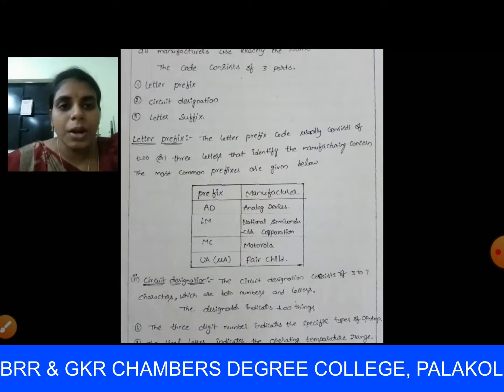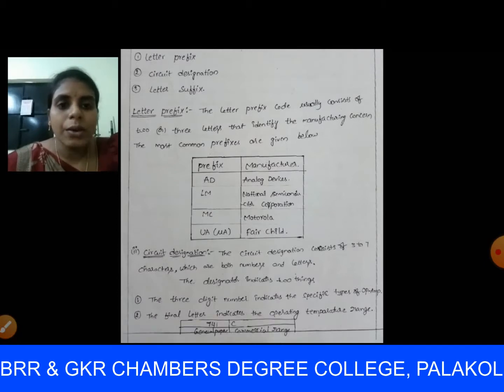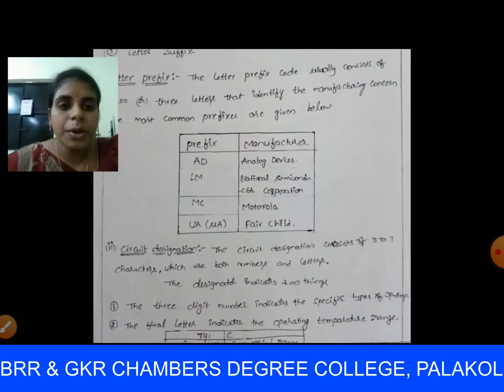Here different manufacturers use different codes for the letter prefix. The letter prefix consists of 2 to 3 letters, and these letters indicate the manufacturer. This is about the letter prefix. The next one is circuit designation. What is meant by circuit designation?